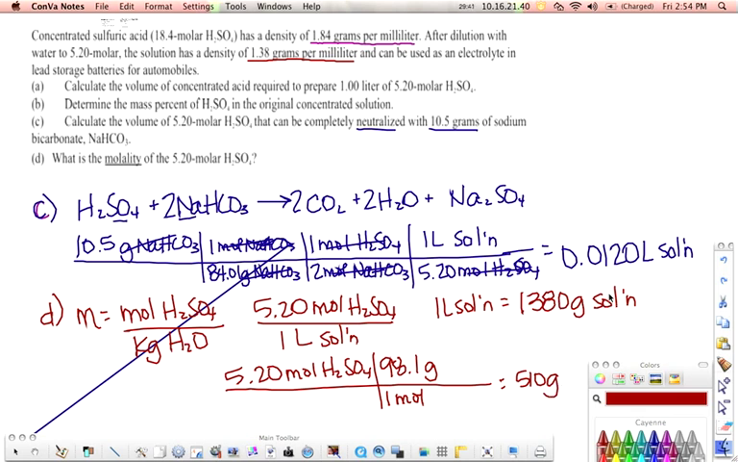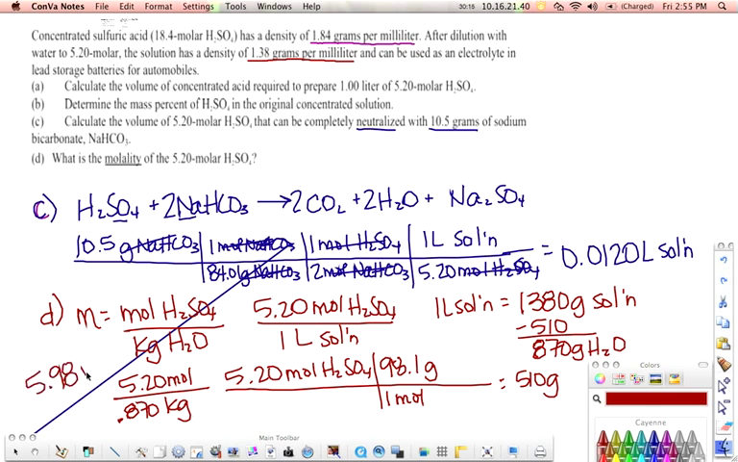Well, this 1380 is grams of H2SO4 and water. This 510 is just my H2SO4. So if I take my 1380 and subtract 510, now I have my mass of water, which is 870 grams. Take this, plug it in back over here. I know that I have 5.2 moles of H2SO4 over 0.870 kilograms of water. And so that ends up working out to 5.98 molal H2SO4.